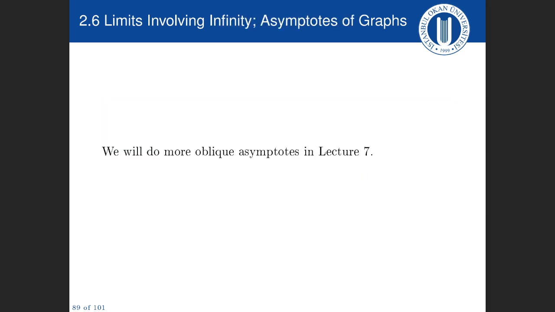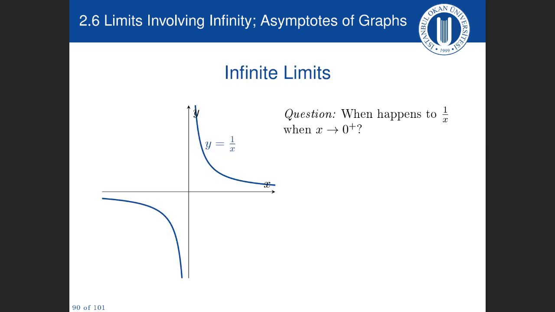Now, I'm aware oblique asymptotes is a tricky subject. We're going to come back to this in lecture 7. The final topic for today is going to be infinite limits and then vertical asymptotes.